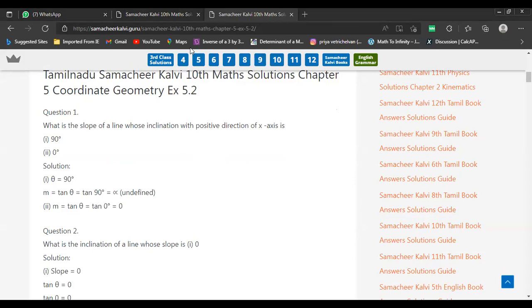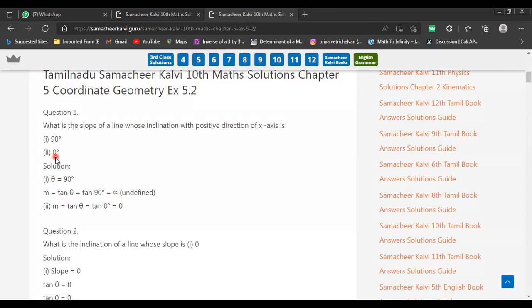There is a formula for the slope, which is tan theta. So m is equal to tan theta. So just substitute the given thetas over here. It will become tan 90 degree. Tan 90 degree is undefined.